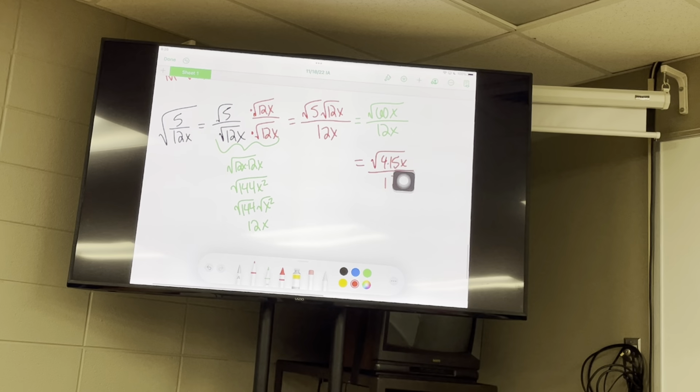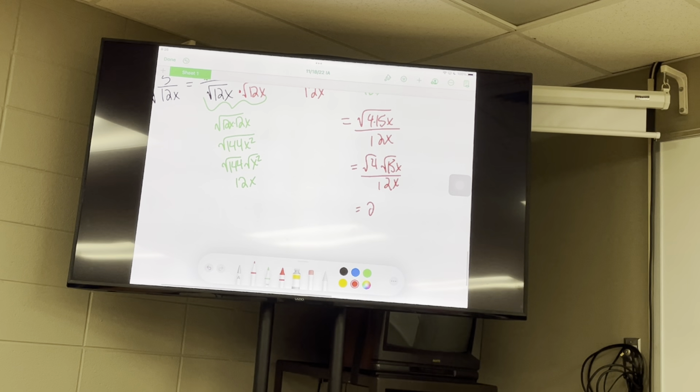Can these x's cancel? No. One is underneath the radical, the other one is not. They have to be in the same family there. Square root of 4, square root of 15x over 12x. We end up with 2 square root of 15x over 12x.